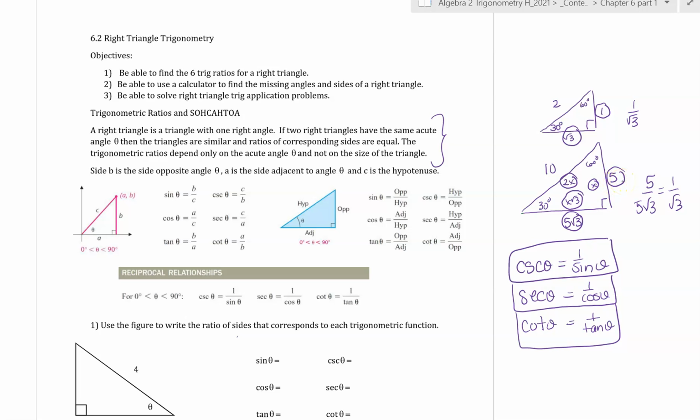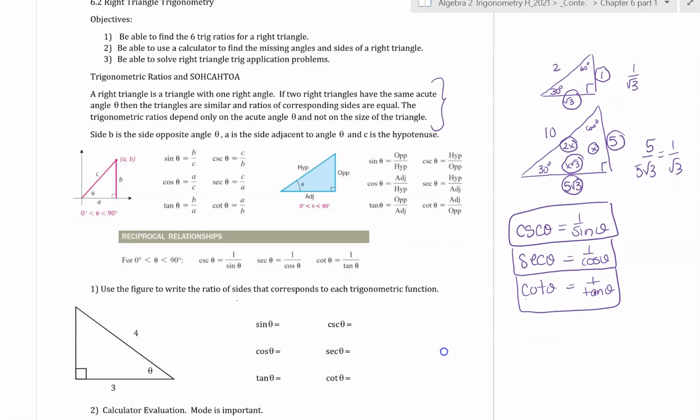So notice what we're trying to say in this paragraph is that if you take the ratio, for example, of 1 divided by root 3 and 5 divided by 5 root 3, those ratios would be the same, even though the second triangle is larger, because the triangles are similar. They have the same angles.